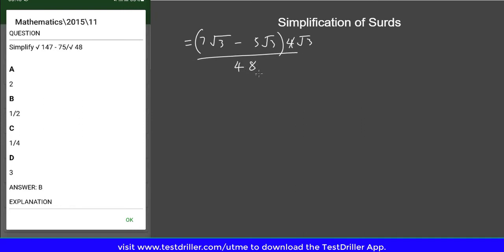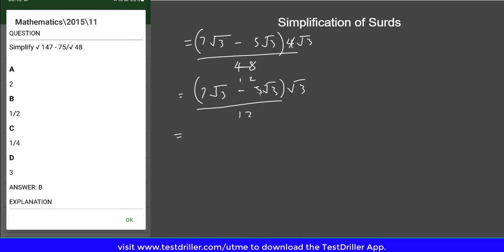We can cut this. 4 here is 1 and here is 2, so that's 12. So we can make it simpler by breaking it down this way. Root 3, then root 3 over 12. So let's simplify what we have inside here.